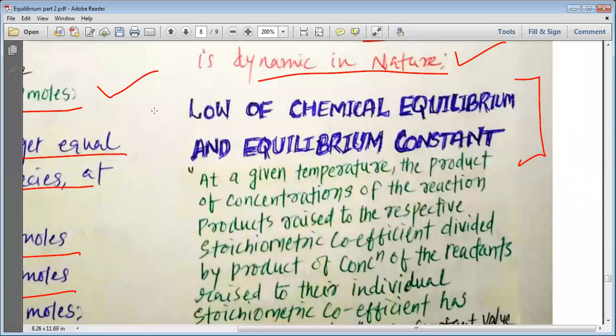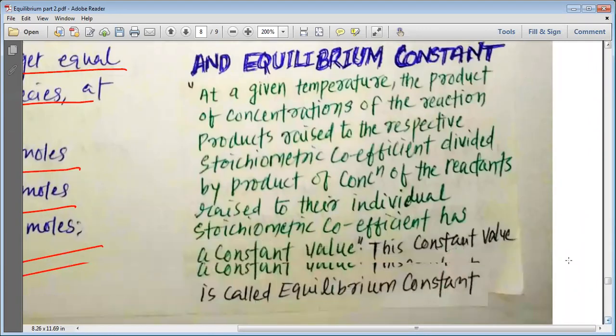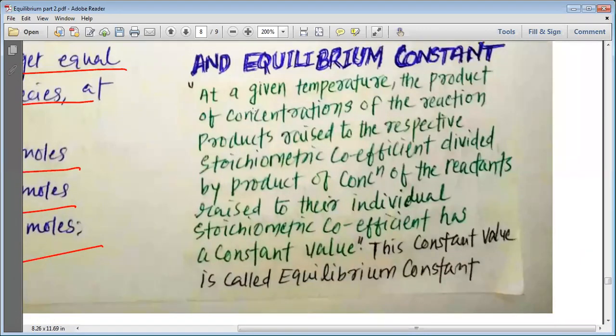Now let us understand the next point, that is the law of chemical equilibrium and equilibrium constant. This is also a very important point for this chapter, and it is very useful to understand many other concepts too. So let us read the law of equilibrium first.